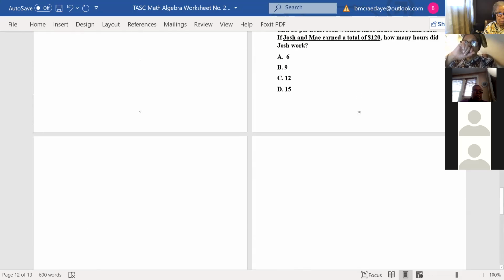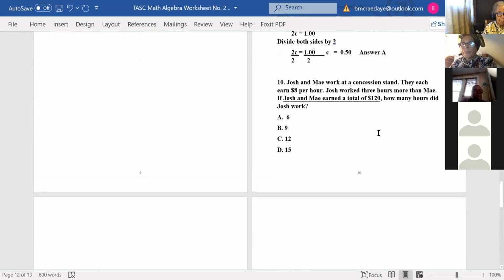Maureen, read number 10. Josh and May wear a concessional stand. They each earn $8 per hour. Josh worked 3 hours more than May. If Josh and May earn a total of $120, how many hours did Josh work?